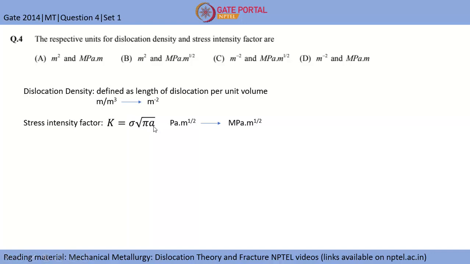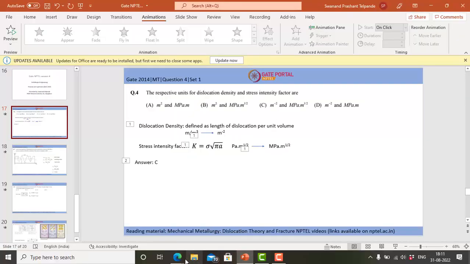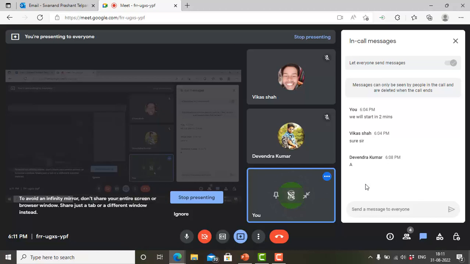And A means the crack length, which is in meter. So root of meter is meter raised to power half. So the unit of stress intensity factor is MPa root meter. So combining this, the correct answer is option C. I hope this is clear, Vikas. Yes, sir. Okay. So I will now go to the next question.